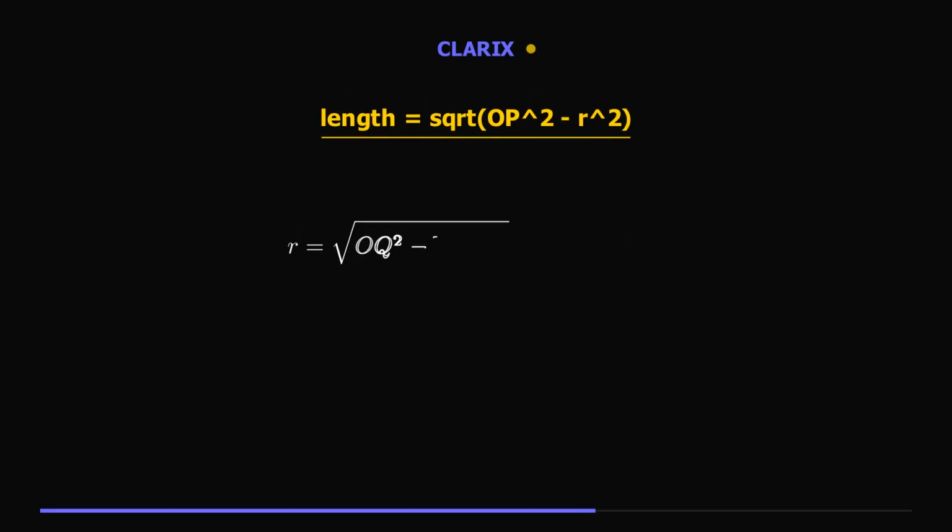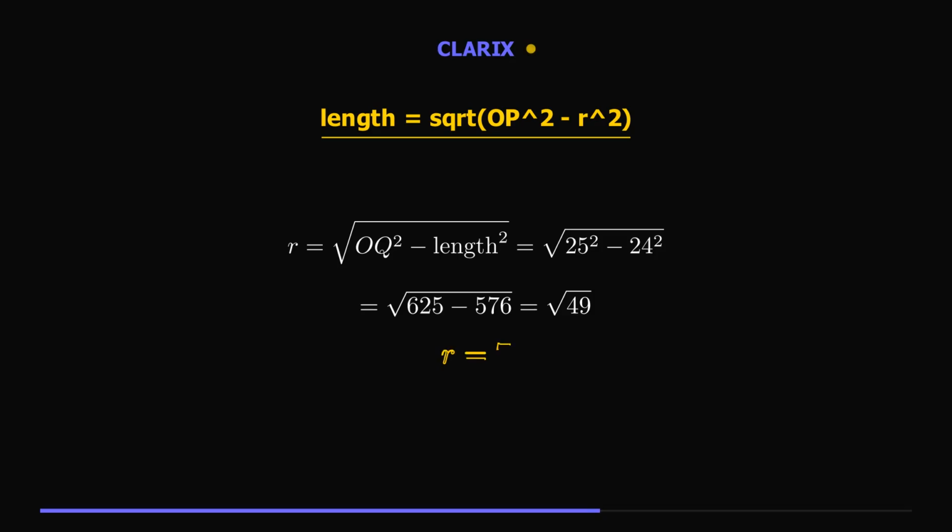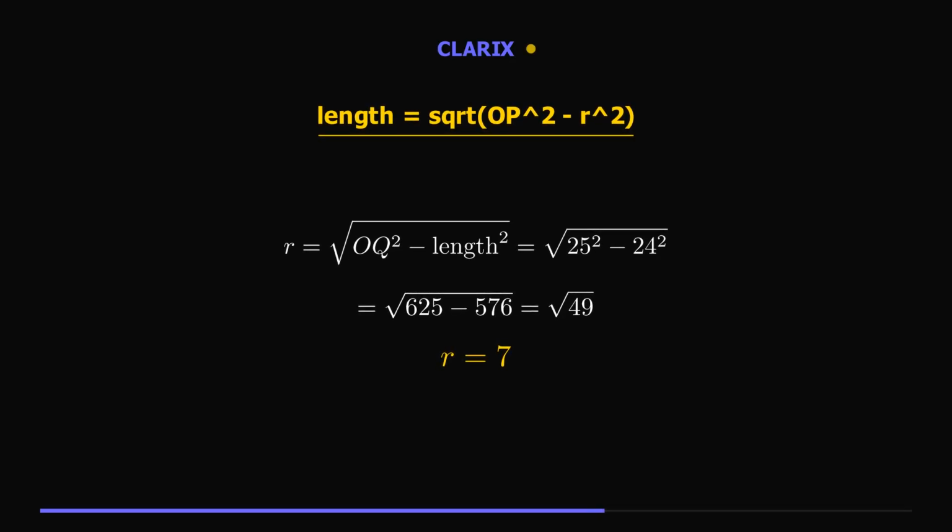To find a tangent length directly, use the right triangle again. Length equals the square root of OP squared minus R squared, where OP is the point's distance from the center and R is the radius. Flip it around in this classic. The tangent length is 24 and OQ is 25. So the radius is the square root of 25 squared minus 24 squared, the square root of 625 minus 576, the square root of 49, which is 7.